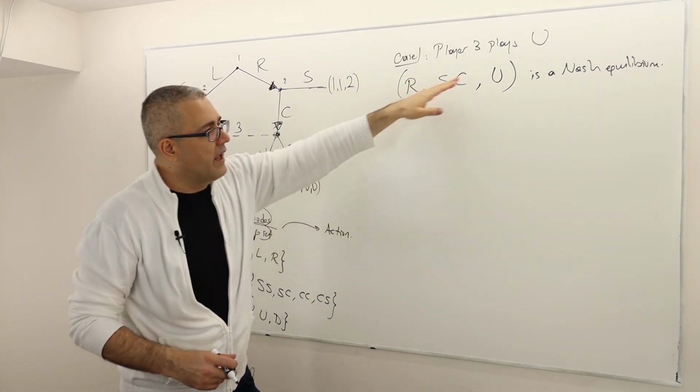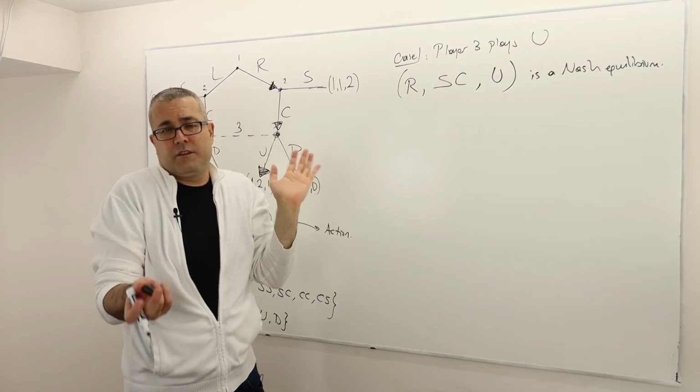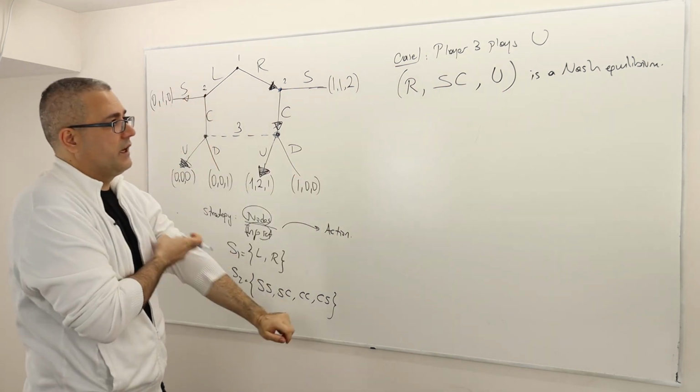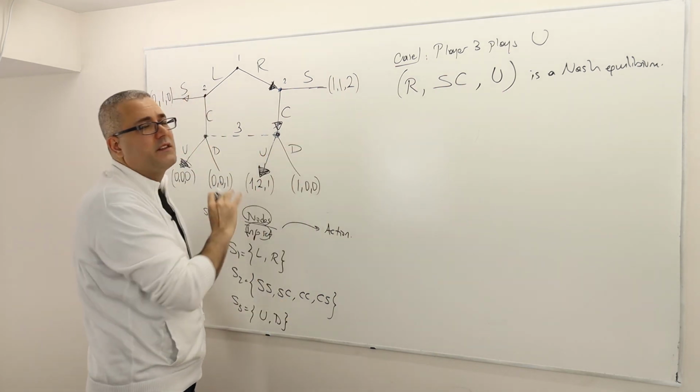And then finally for player 3, you do the exercise, but you can verify that this is a Nash equilibrium.